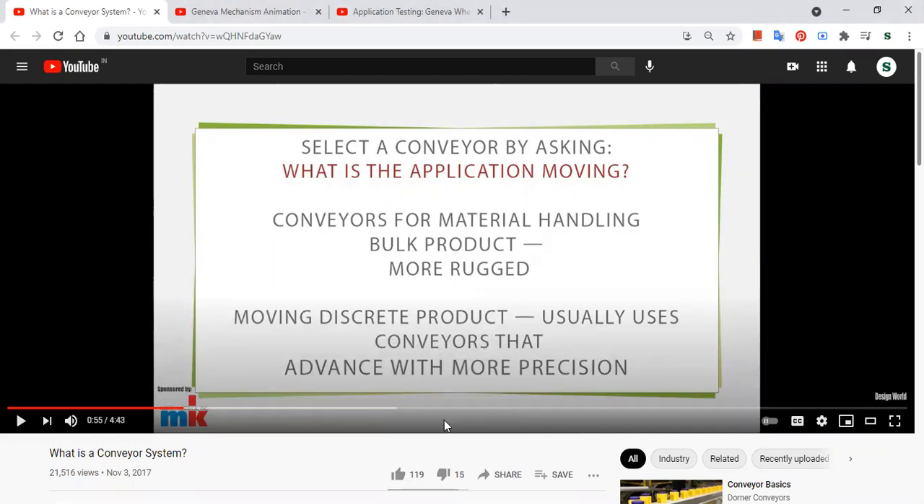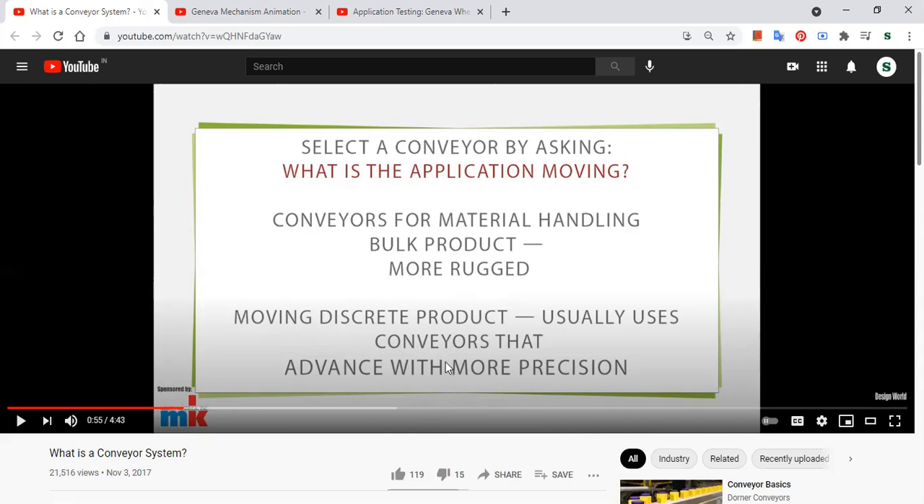Right, before selecting a conveyor system, the question to be asked is what is the type of product that you want to move, right? That is one factor in deciding what conveyor system to use. So if it is a bulk one, it'll be more rugged and it'll be heavy also, right? And it'll not be that precise, okay, generally.